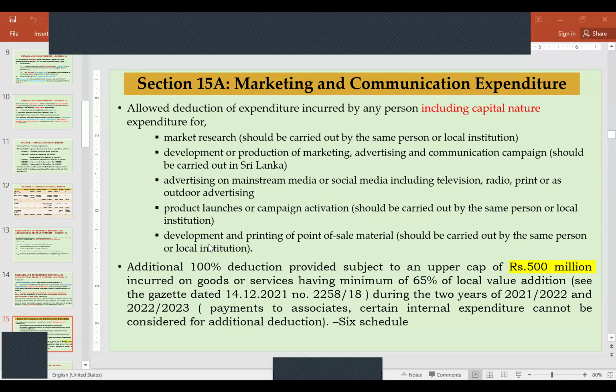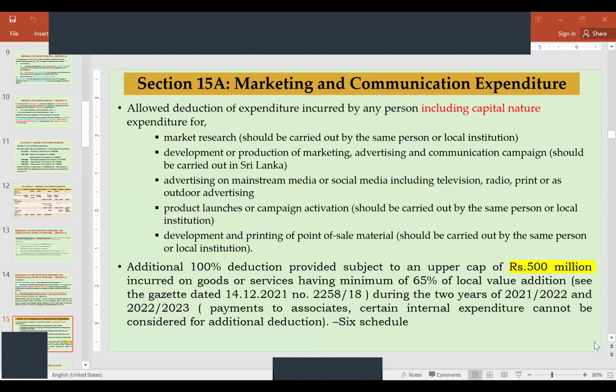The next one is development and printing of point of sale material. You know that when we are purchasing some products or items from a supermarket, you can see there are a lot of point of sale materials. So if we are going to print point of sale materials, and that printing is carried out by the same person or a local institution, that cost can be deducted under section 15A. So these are the expenditures that are deductible under section 15A. If we have some expenditure that cannot be categorized under this definition, it is not deductible under section 15A. So you should have a better understanding of section 15A and the normal main deduction rule, that is section 11.